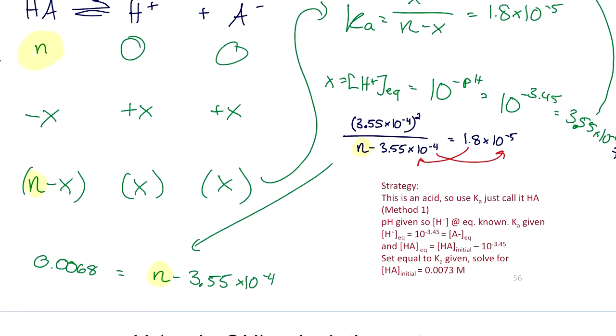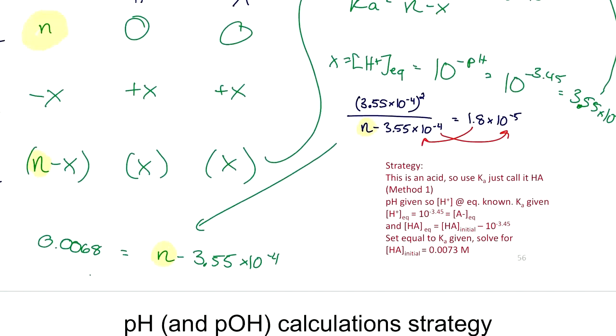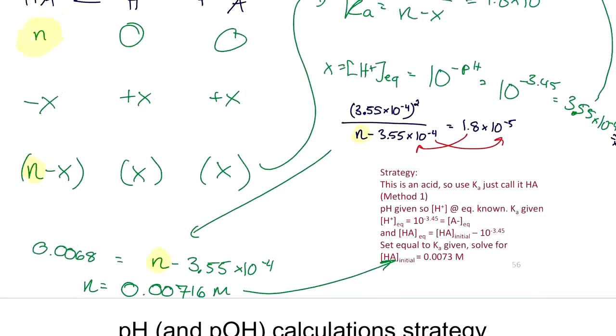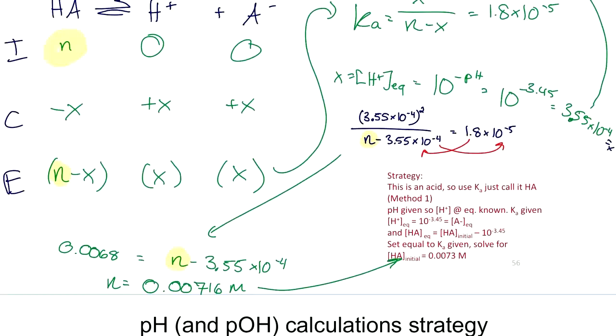Boom. Yes. All right. So I get, oh, my number's a little bit off. I probably put some number in wrong. I got N equals 0.00716 molarity. Mine's a little bit different. Probably one of my numbers went off somewhere. And so that would be our initial concentration on the bottle.